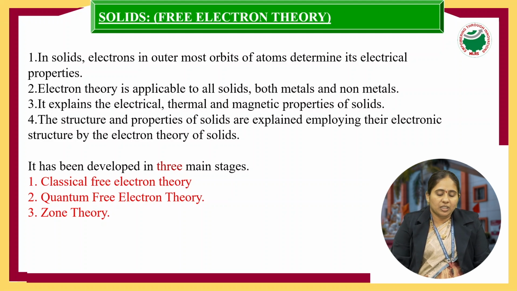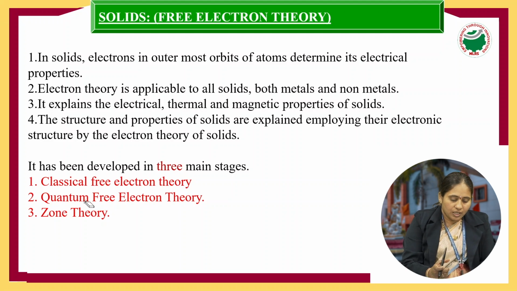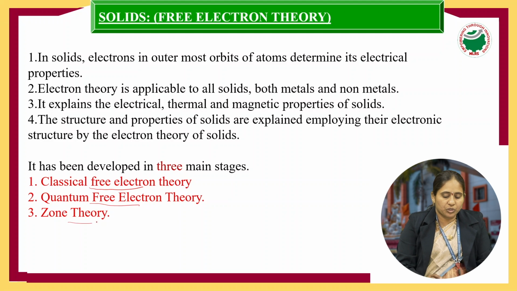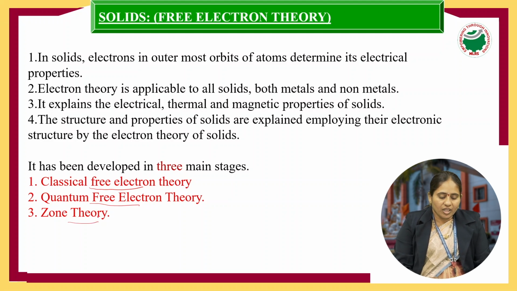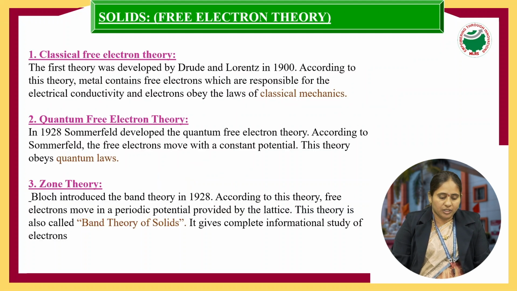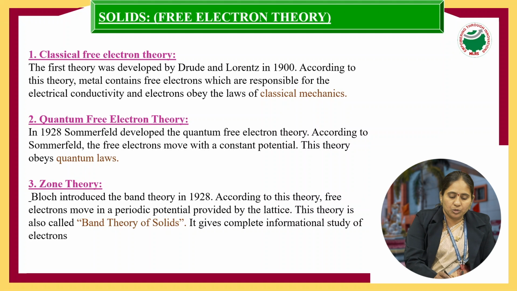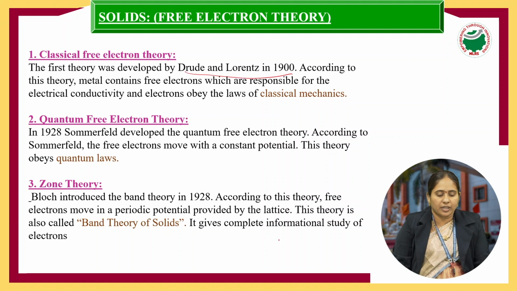The free electron theory was developed in 3 stages, that is classical free electron theory, quantum free electron theory and zone theory. Different scientists developed these 3 stages of the free electron theory. The first one is classical free electron theory. Classical free electron theory was proposed by Lorentz and Drude in the year 1900.